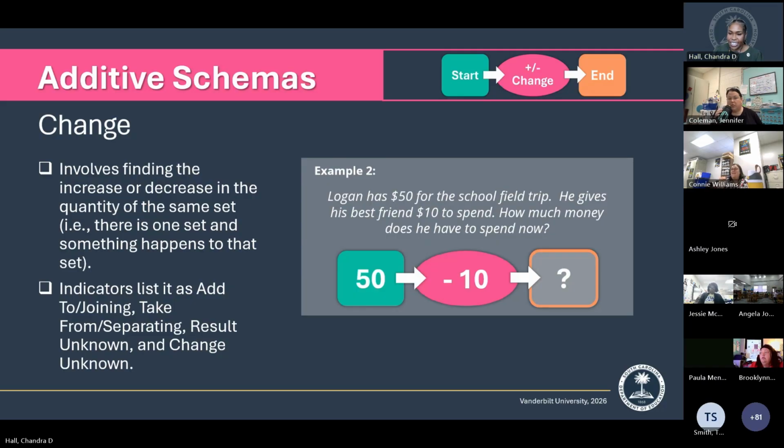Okay, so, all right, I'm trying to let my chat load. Okay, so take from or separating is what I'm seeing in the chat. Good job, you guys. And we will see these type of situations, of course, appear in kindergarten, 1st and 2nd, but again, we would transfer all the way through 5th grade.